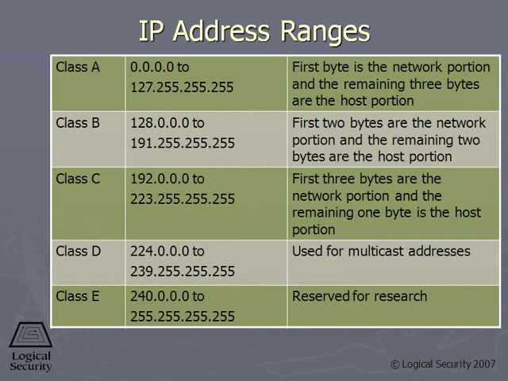And finally, the class C ranges from 192.0.0.0 to 223.255.255.255. That's a class C IP address. And again, it's the value in the very first octet that identifies this as the class C.